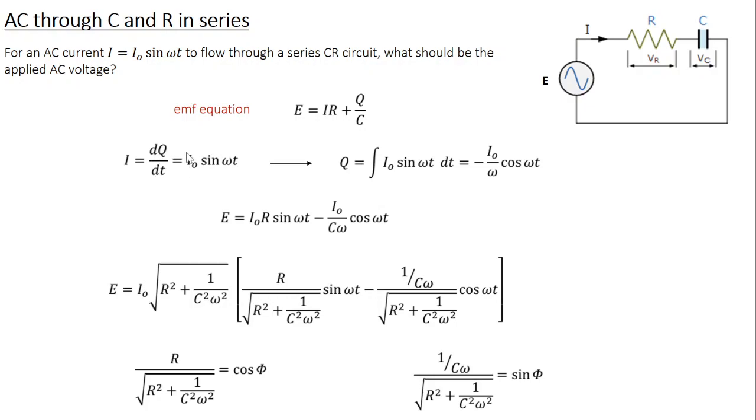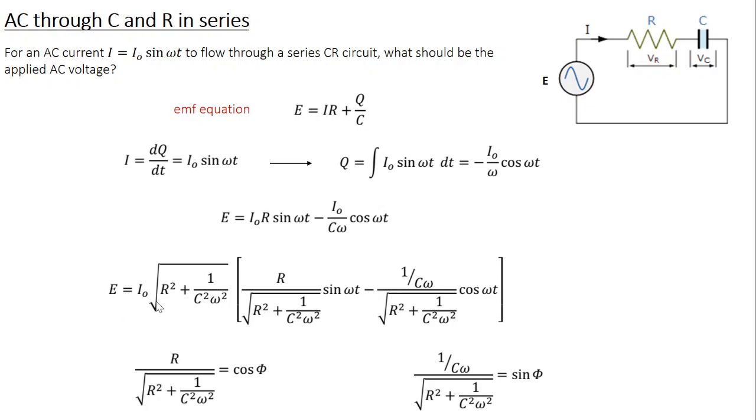From this, I can write Q equal to the integral of I naught sine omega t dt, which is nothing but minus I naught by omega cos omega t. Once I know the expression for current and charge, I can substitute this back into the EMF equation. So the equation becomes E equals I naught R sine omega t minus I naught by C omega cos omega t. I naught is common. I am also going to take out a common factor, square root of R square plus 1 by C square omega square.